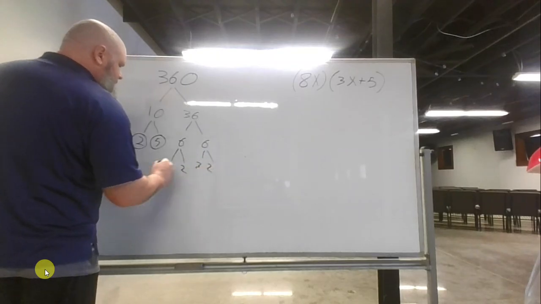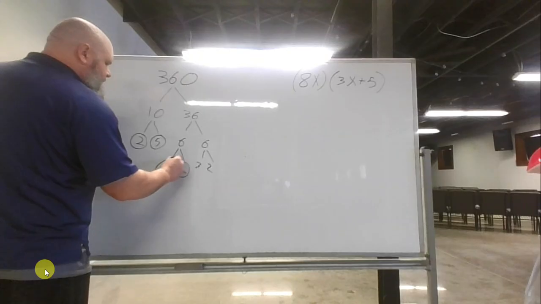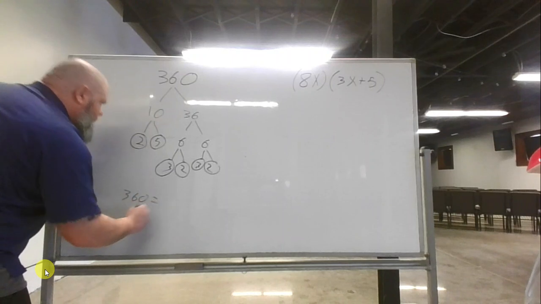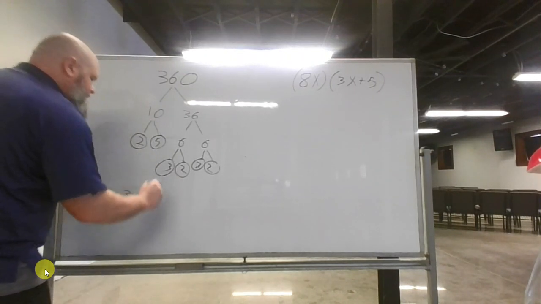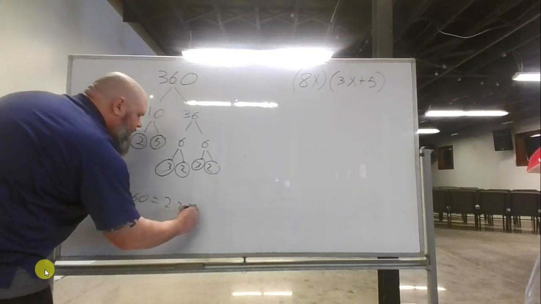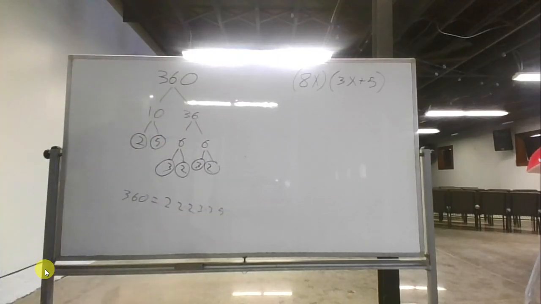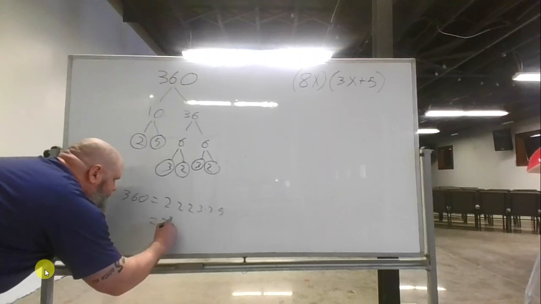Now I'm going to write 360 equals, and I'm just going to list out all these prime numbers in order. We got 2, we got 3 2s, so 2 times 2 times 2. We got 2 3s, which is 3 times 3, and a 5. Now when you do this in the homework, it's going to ask you to do this in exponential notation. So 2 times 2 times 2 is the same as 2 to the third times 3 squared times 5. And that's how you do a factor tree and break something down into the product of prime numbers.